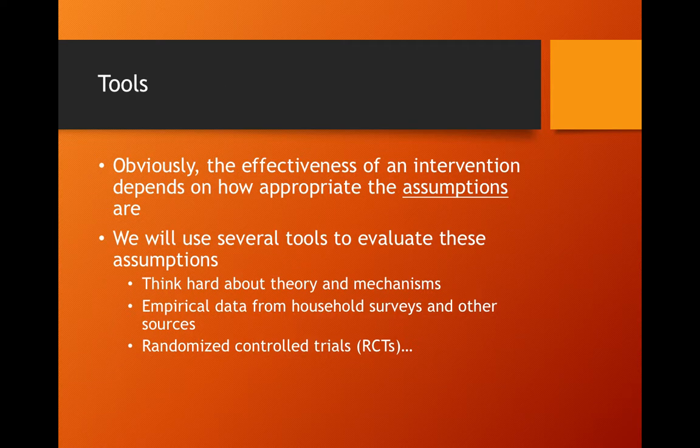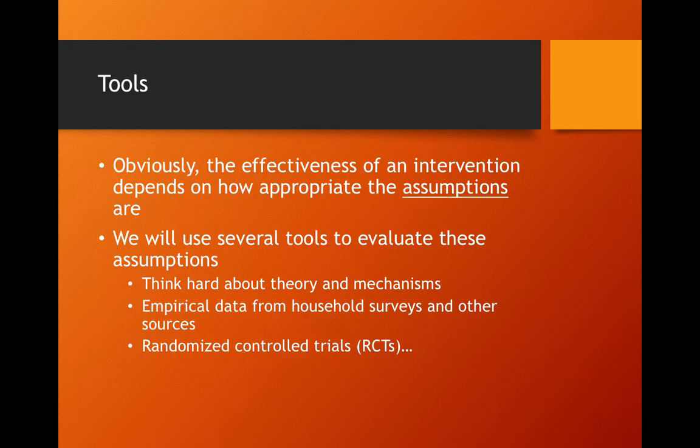So how are we going to evaluate assumptions? First of all, we just need to always identify what they are. If we think that there's a caloric poverty trap, what are the underlying assumptions? That's what Banerjee and Duflo were doing for a lot of the chapter, is identifying the underlying assumptions behind that seemingly simple idea.